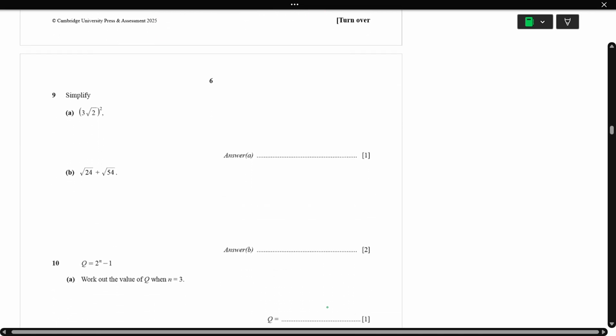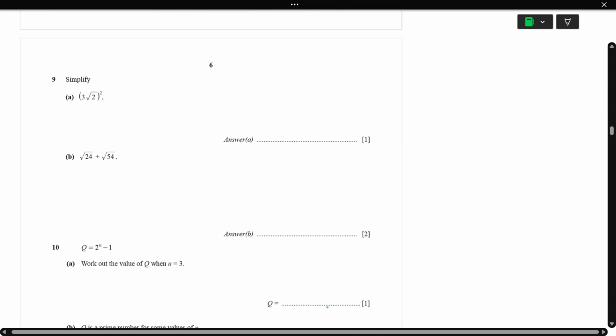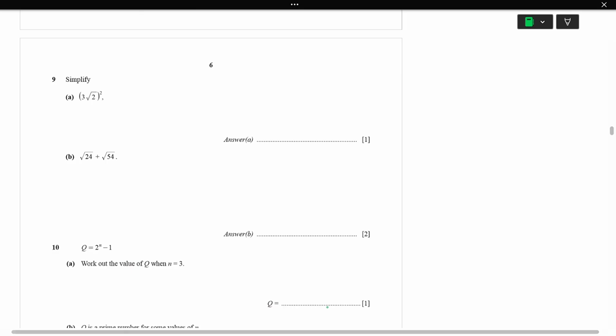Next, question 9: simplify 3 root 2 whole square. So we are squaring both the numbers. 3 square is going to be 9, and square root 2 square becomes 2. So square root and square will cancel, which is going to be 18.